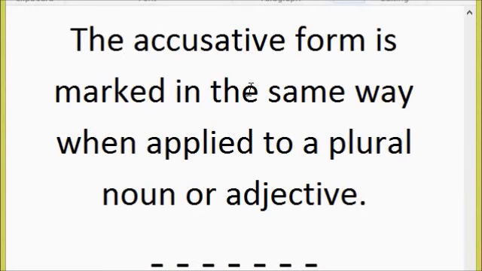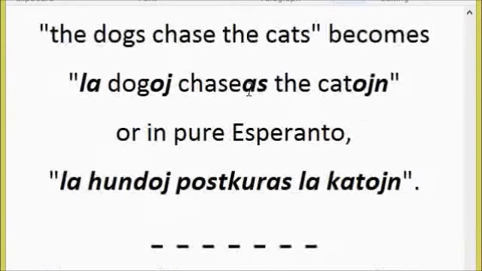The accusative form is marked in the same way when applied to plural nouns or adjectives. The dogs chase the cats becomes la dogoi chasas la katoin. Or in pure Esperanto, la hundoi postkuras la katoin. Again, notice post is a prefix added to kuras, kuras meaning runs. Literally, la hundoi postkuras la katoin is the dogs run after the cats.